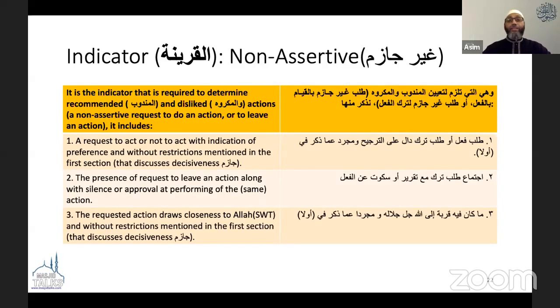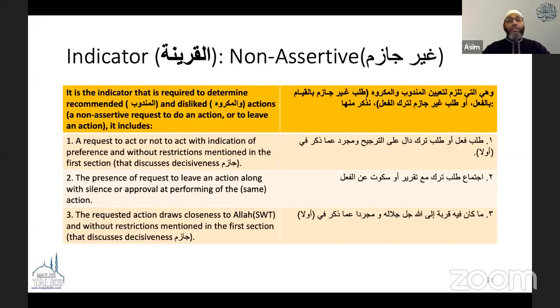This itself has three different categories. The first one is a request to act or not to act with indication of preference and without the restrictions mentioned in the first section. First section here we're referring to the jazm part that we have already talked about. So whatever command is coming in with the preference given without any of the restrictions we talked about in the previous talk, that carries the ruling regarding the jazm, regarding the decisiveness.